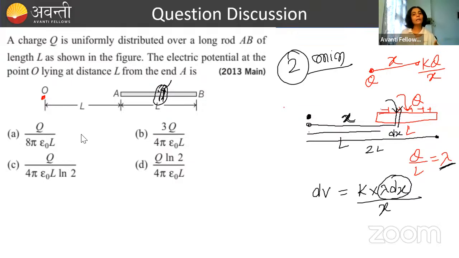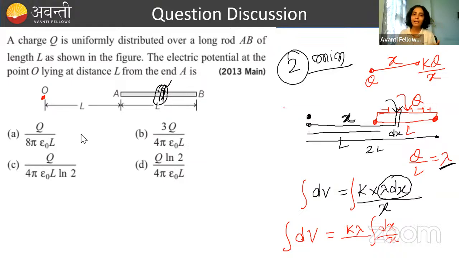We have to calculate the potential because of the whole rod. So what will we do? To get it for the whole rod, we will simply integrate. So the integration of dV will be V. Here k is constant, lambda is constant, dx by x. Sorry, write this as dV. So the potential value from where to where? We will take elements such that they cover the whole rod.